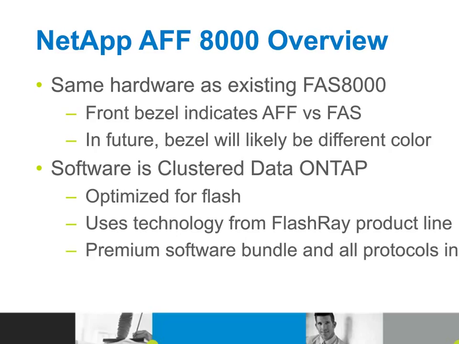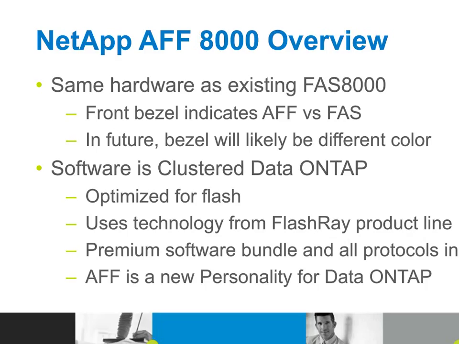Some other software changes you'll see is that the premium software bundles and all protocols are now included with an All-Flash FAS. That means you get the multi-protocol functionality of the NetApp line that we know today, such as CIFS, Fibre Channel, FCoE, iSCSI, and NFS, as well as the SnapManager toolset, SnapProtect, SnapRestore, all the feature functionality you would expect from a NetApp solution. And really, when it comes down to it, All-Flash FAS is a new personality for Data ONTAP, and that's what triggers a lot of the enhancements and functionality that we'll be taking a look at today.